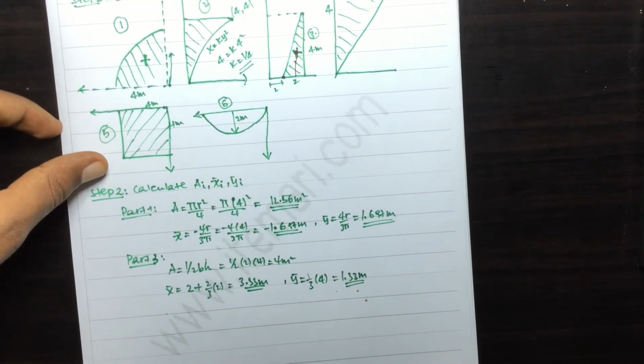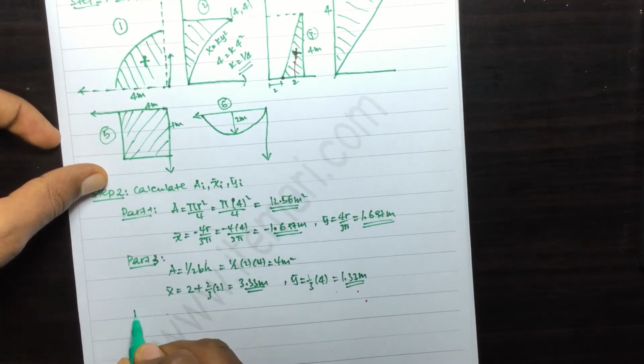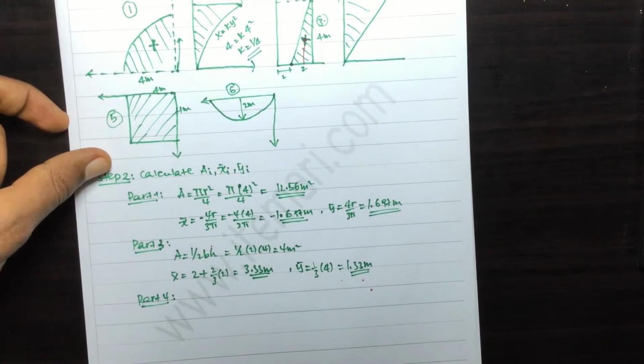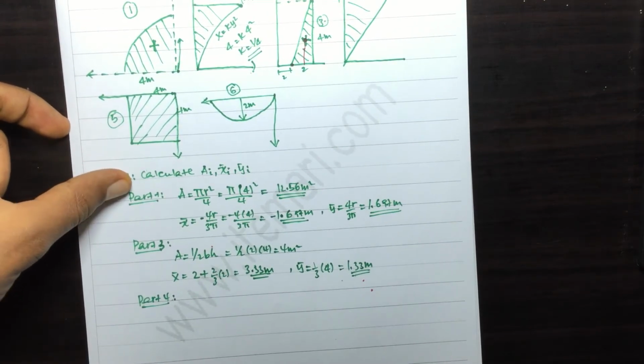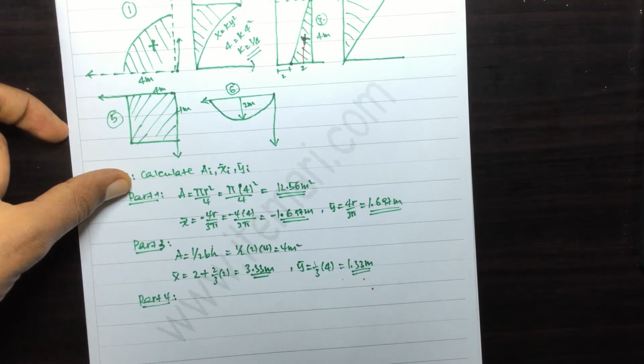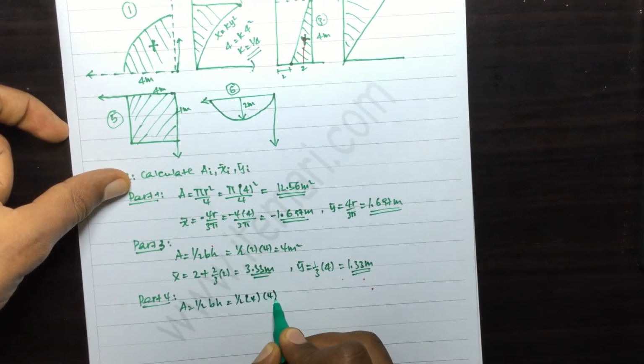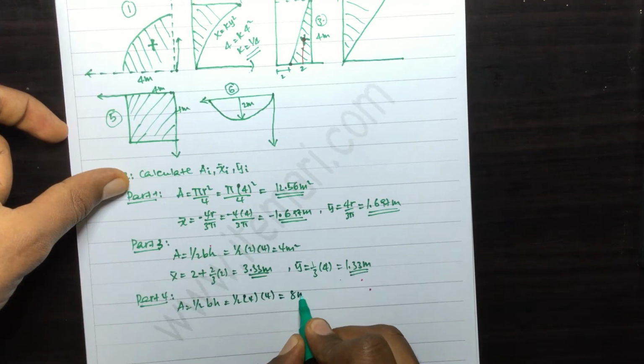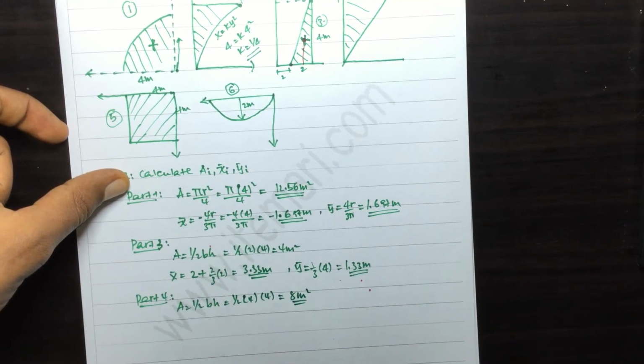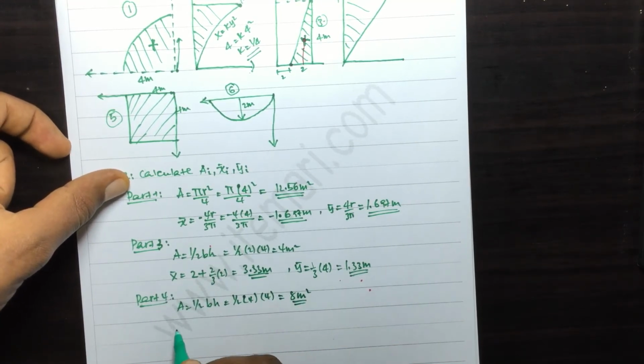What will be for part 4? As you can see here, part 4, again it is just a triangle which is upside down, and the area is equal to half of b times h, which means half of the base is 4 and also the height is 4, and you can get 8 meters square will be the area. What will be x bar and what will be y bar here?